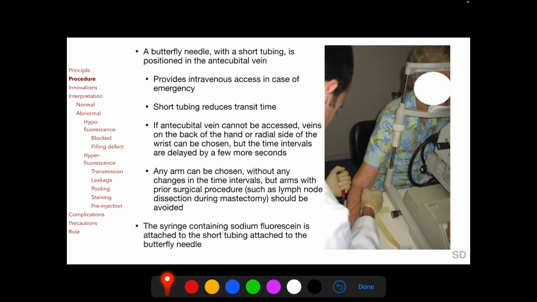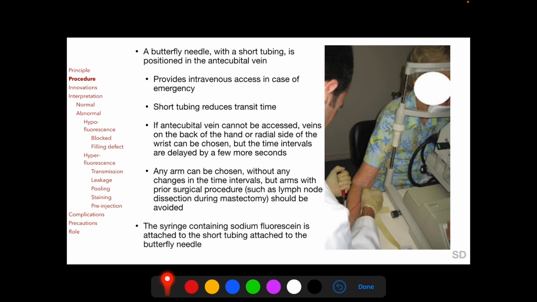A butterfly needle with a short tubing is positioned in the antecubital vein, and this is preferred because it provides ready intravenous access in case of emergency. A short tubing is preferred because it reduces the transit time of the dye.